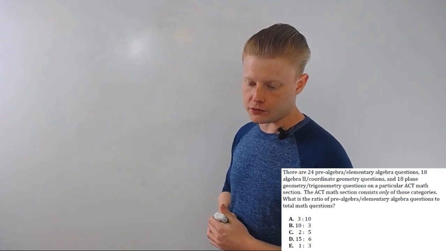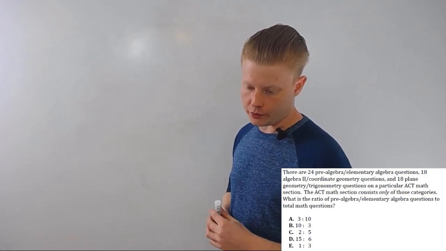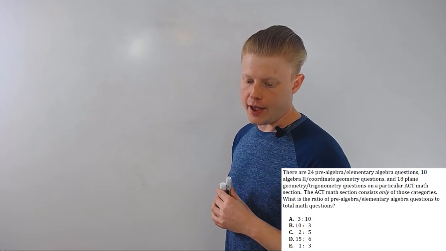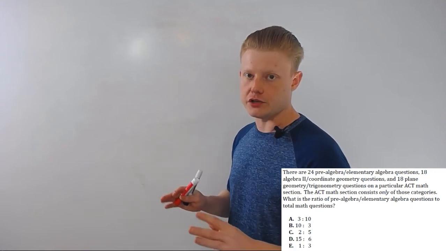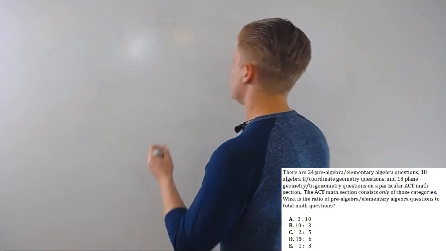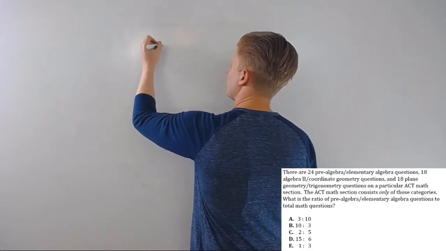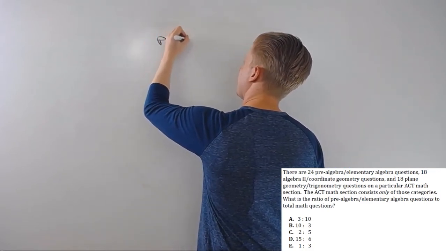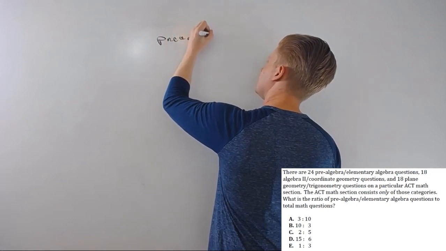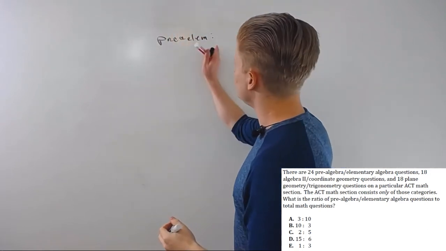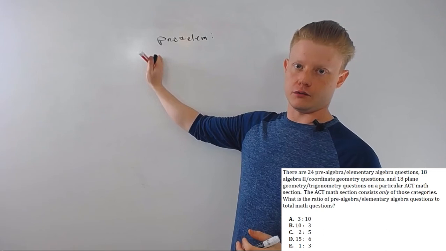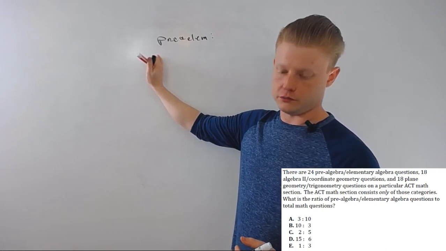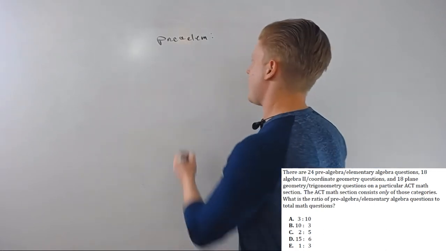So looking at this question, they give us three big categories, and they're asking for a specific ratio. They're always going to do that. So the first thing I would do is write out my ratio: Pre-algebra and elementary algebra to, and the 2 means this is going to go over here, the 2 is like the colon, total math.